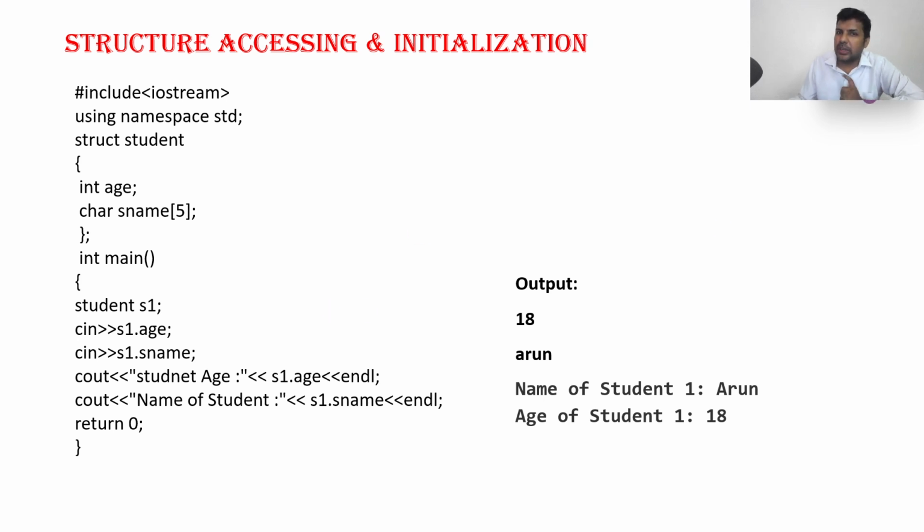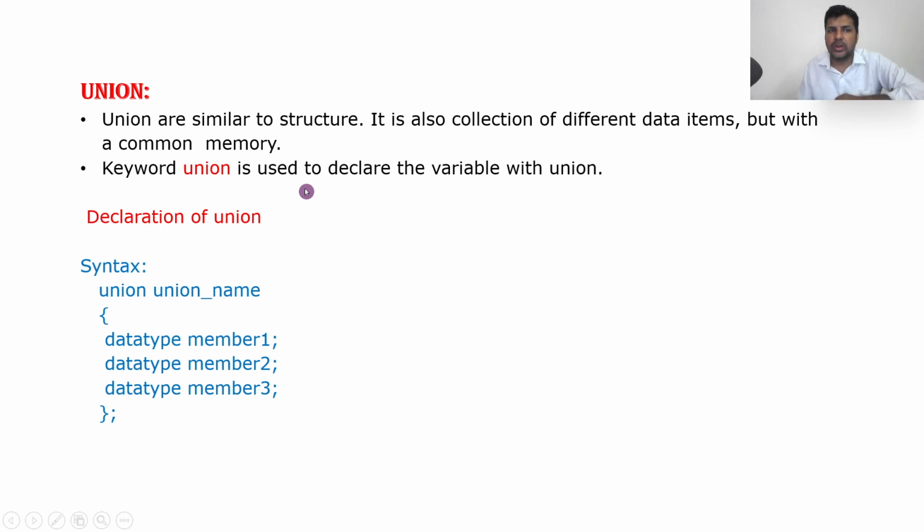So now let us see the structure, let us see the union, and let us compare both the union and structure, right? So union is also the same. Union is similar to the structure. It is also a collection of different data items, but with a common memory. There is a difference between a union and a structure. Union will have a common memory. Structure will have a separate memory.